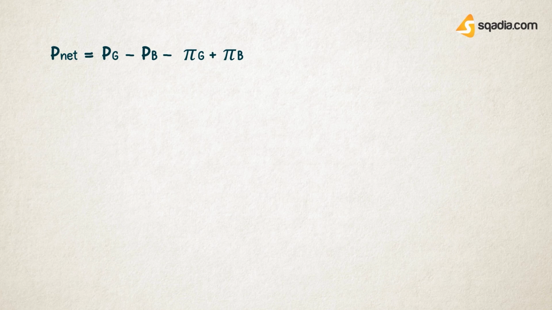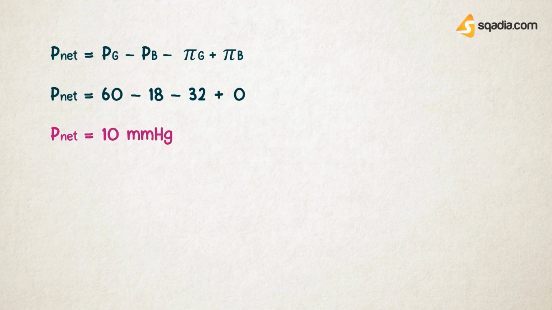Now let's consider some reasonable pressure values. The glomerular hydrostatic pressure is approximately 60 mm of mercury. The hydrostatic pressure in the Bowman space is approximately 18 mm of mercury. The oncotic pressure in the glomerulus is approximately 32 mm of mercury. And the oncotic pressure in the Bowman space is negligible. So the net filtration pressure will be 10 mm of mercury.